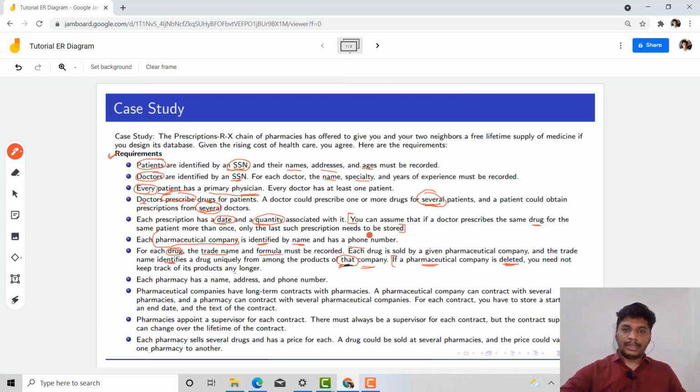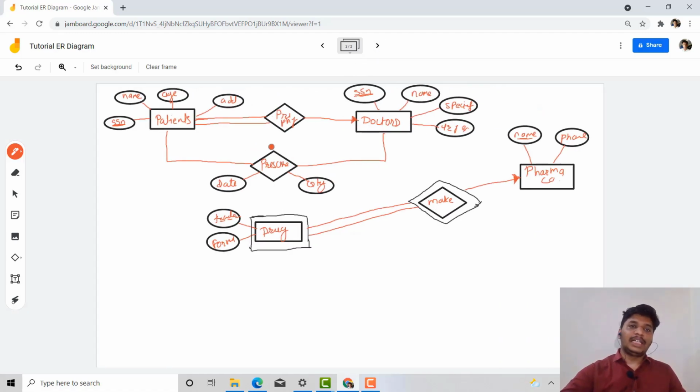Now moving back to this sentence, you can assume that if a doctor prescribes the same drug for the same patient more than once, only the last such prescription needs to be stored. Means there is a many to many relationship between the doctor and the drugs for the relationship prescription. So we need to draw this one line here, to connect the relationship prescribed with the entity drug.